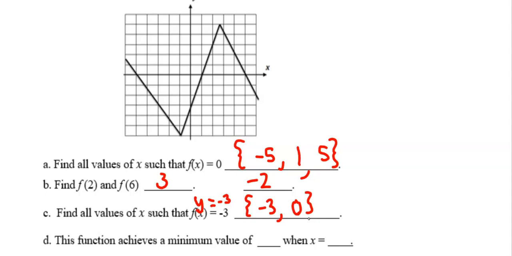All right, last question. This function achieves a minimum value. That means the lowest it goes. What is the lowest number that it goes? Well, a minimum is a y value. -6. And it achieves that point when the x value is -1.